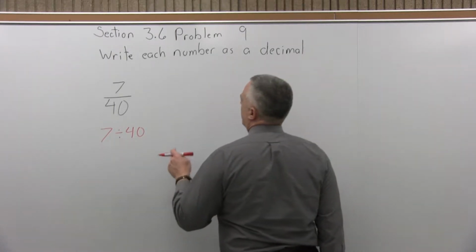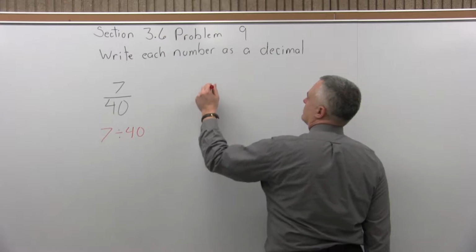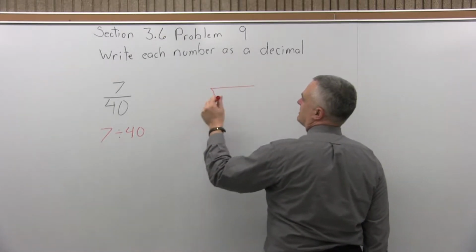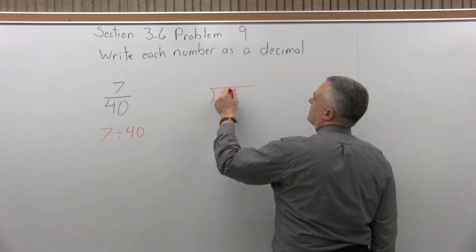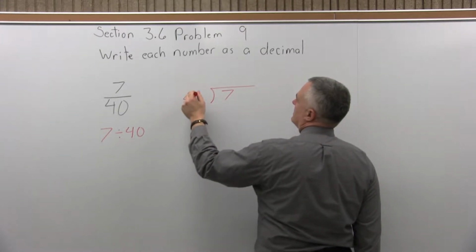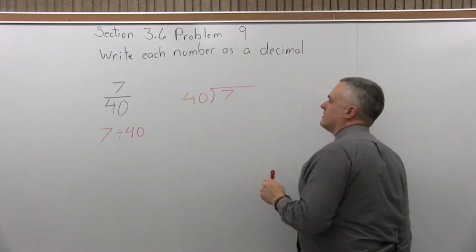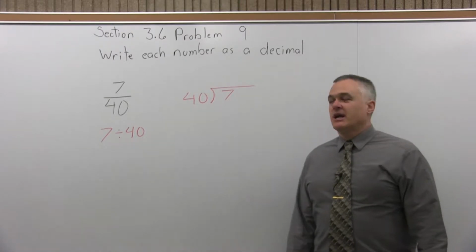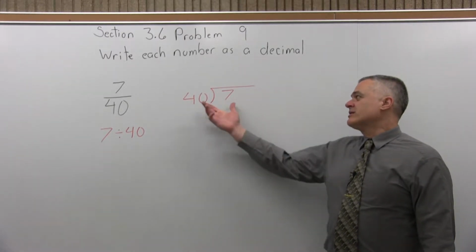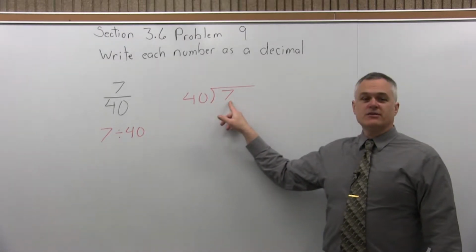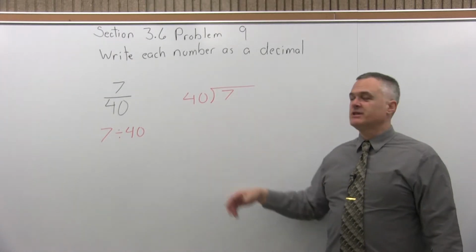Now, if you don't have a calculator, what you have to do is write it as a division problem. So I'm going to set up a division symbol. The numerator goes under the division symbol, and the denominator goes in front. And you do the division, and when you start, a lot of times the number outside will not divide into the number inside at all. 40 just won't fit into 7.